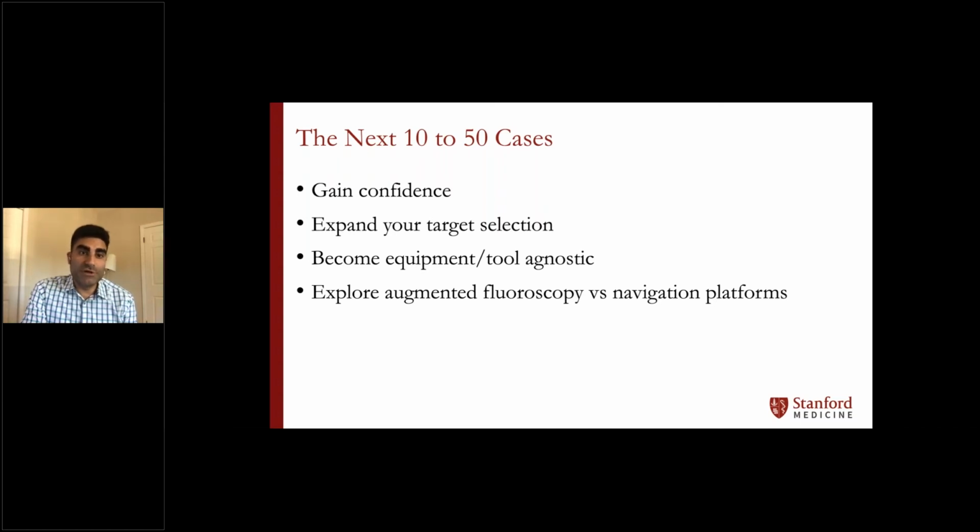And I started exploring the augmented fluoroscopy a lot more, really feeling like, okay, I can use that capability to help me navigate as opposed to using just navigation.